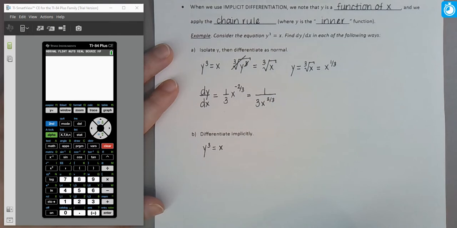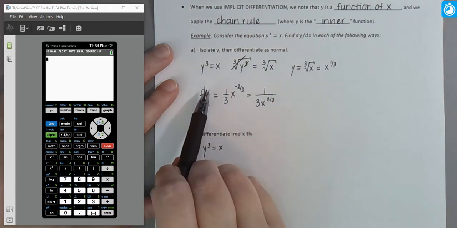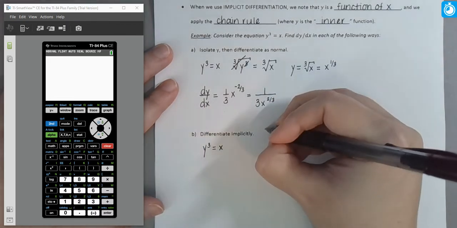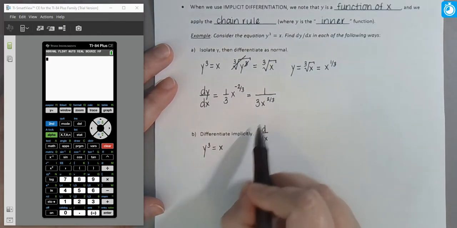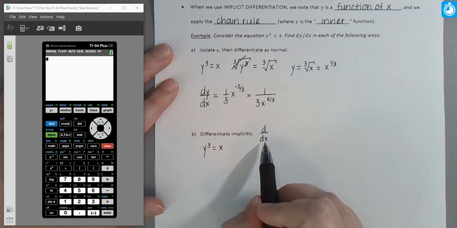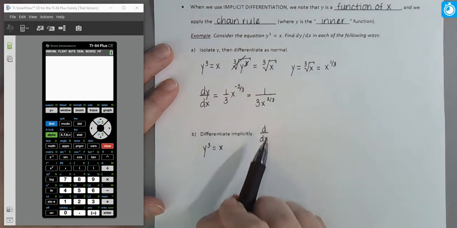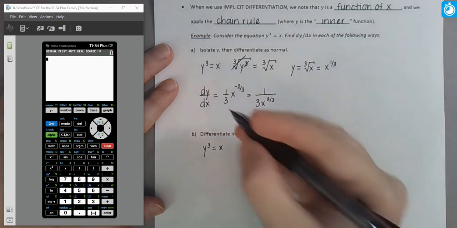Now, rather than solving for y and then just immediately taking the derivative of y with respect to x, I'm going to apply the differential operator to both sides. Remember, this is kind of like the verb version of a derivative. If I see this, this is telling me to do something. It's telling me to take the derivative. Now, whatever I do to one side of an equation, I have to do to the other side of the equation. So I want to take the derivative with respect to x of each side of this equation.